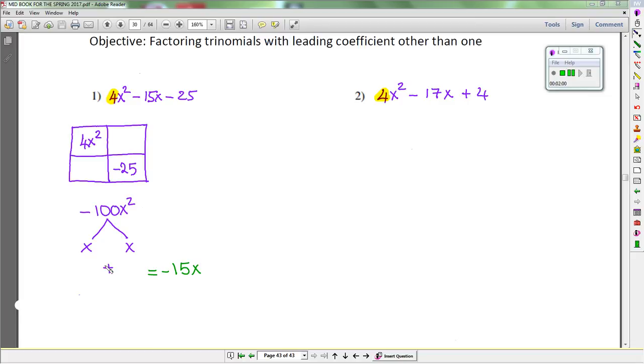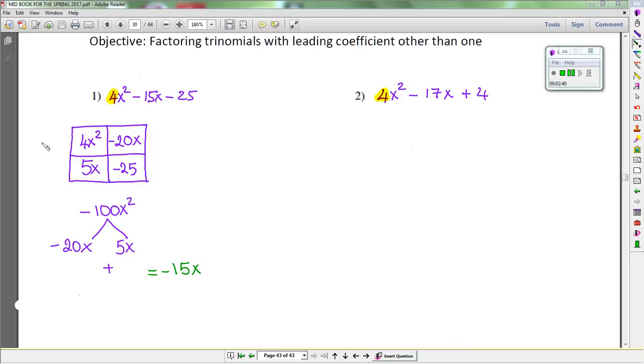So one of the coefficients has to be negative. We want to get negative 15 for the sum. So we do negative 20 and positive 5. Now if we add them up, negative 20 plus 5 gives us negative 15x, of course the like term, which is the x. So now I'm going to put these two factors that we just found, negative 20x and positive 5x.